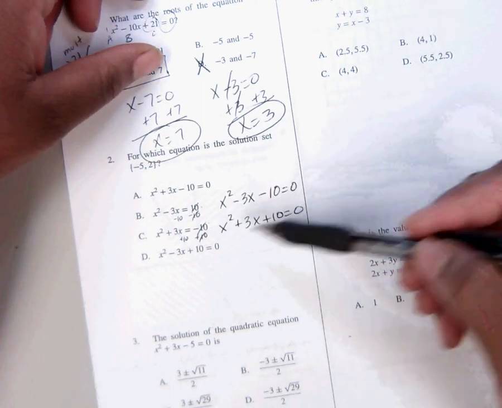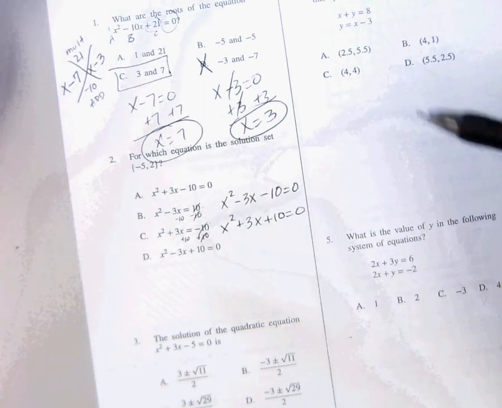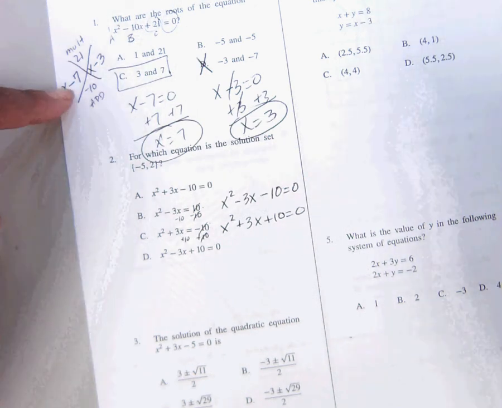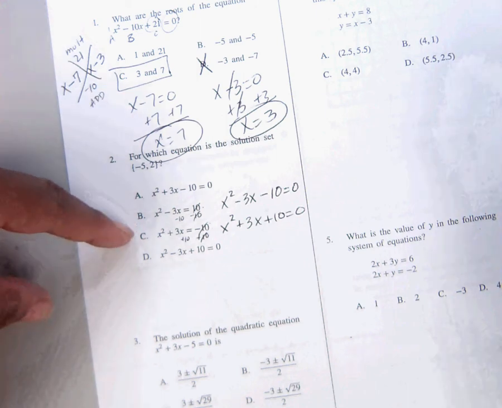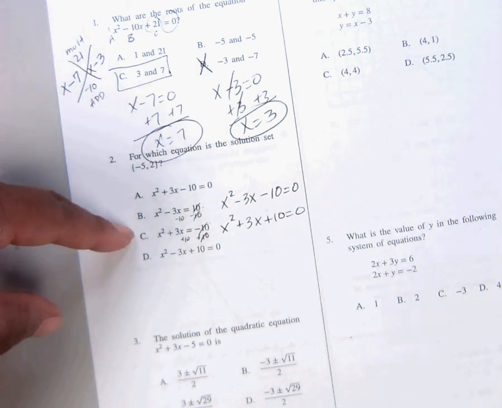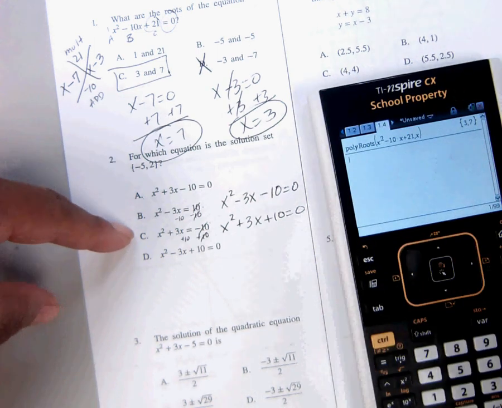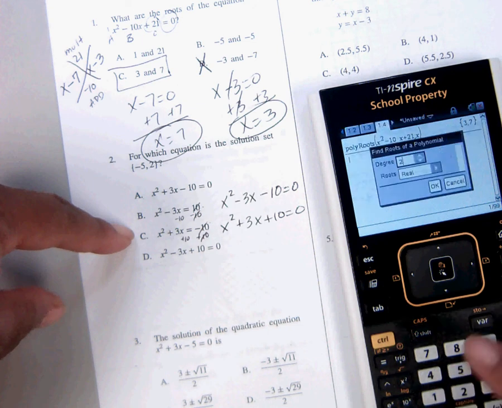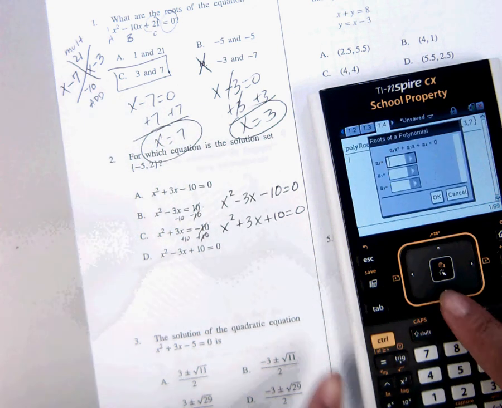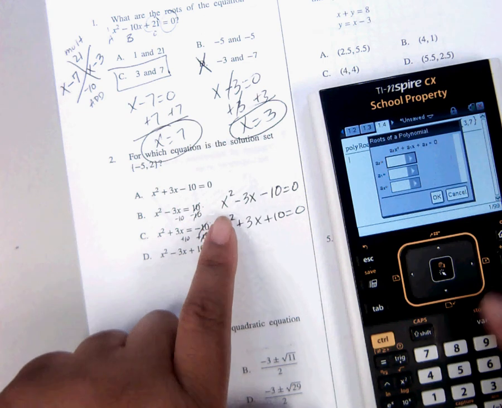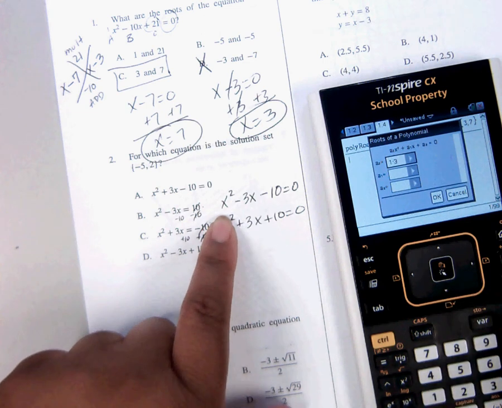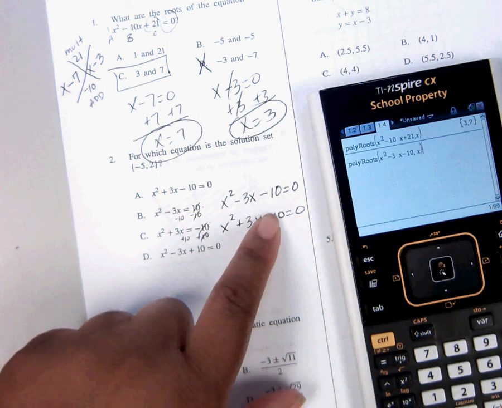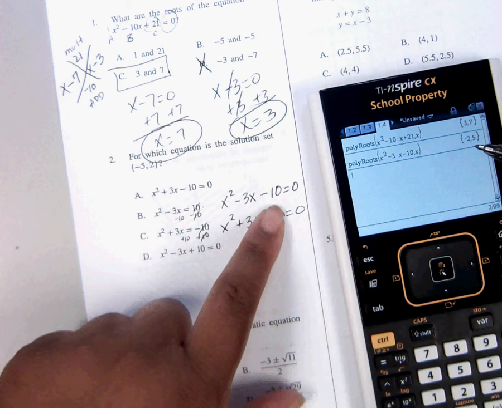Now that everything is set equal to 0, let's pick one to try. You can do it by hand or use the calculator. I've showed you how to do it by hand up here. So I'm going to use the calculator on this one. Okay. Menu 331. And I'm going to put in the coefficients. So let's try letter B. 1, negative 3, and negative 10. And we get negative 2 and positive 5.